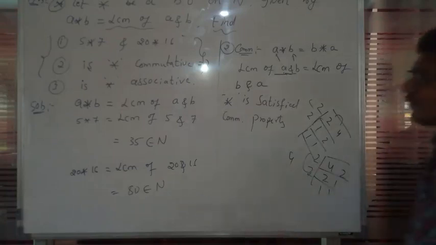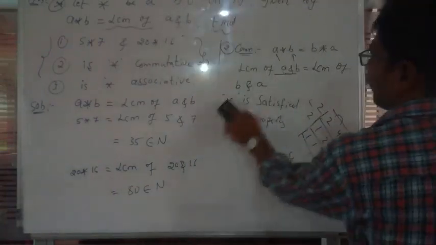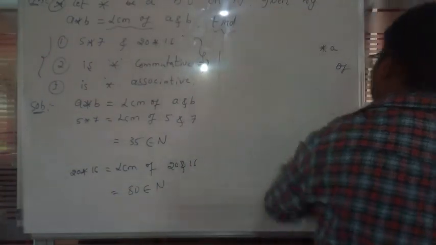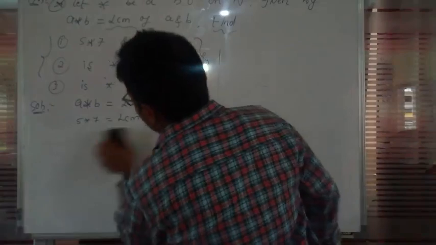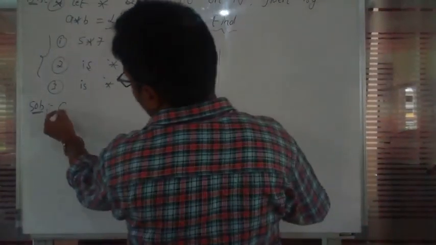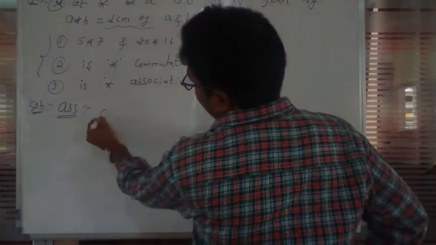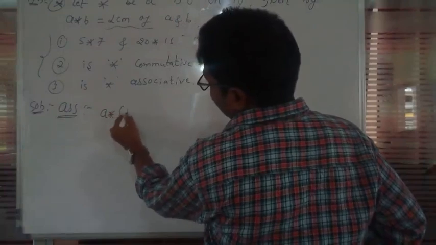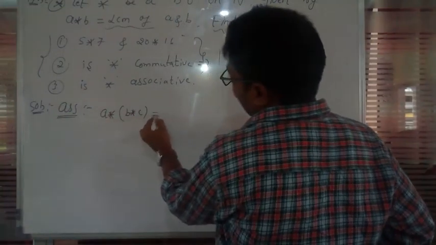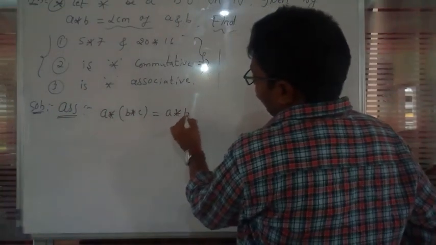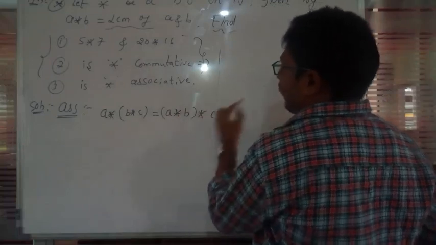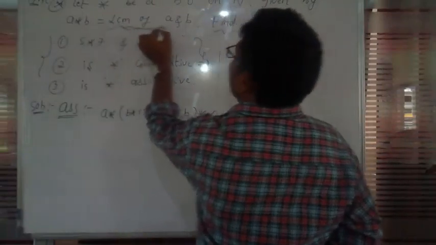Okay, now we go to associative. We have to check whether it is associative. What does the associative property tell us? (a star b) star c is equal to a star (b star c). What is a star b? LCM of a and b. A star b is LCM of a and b.